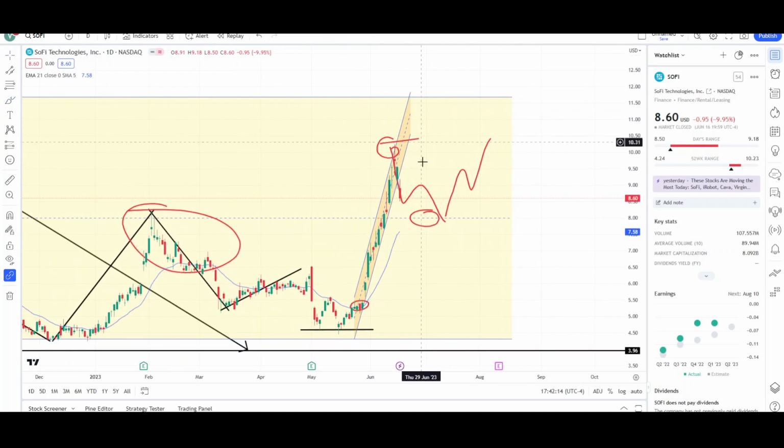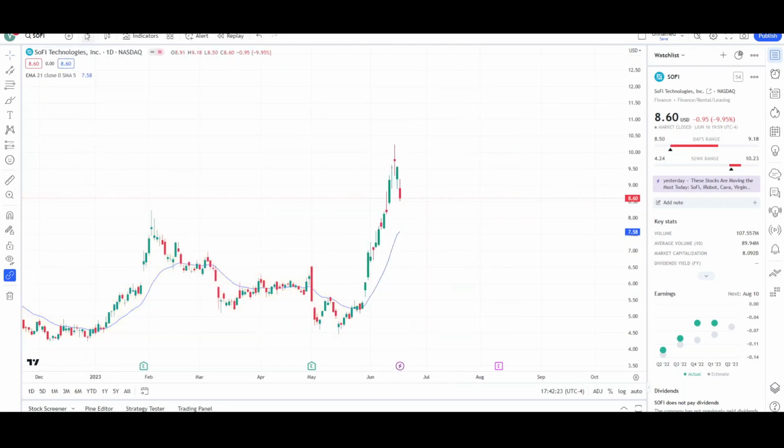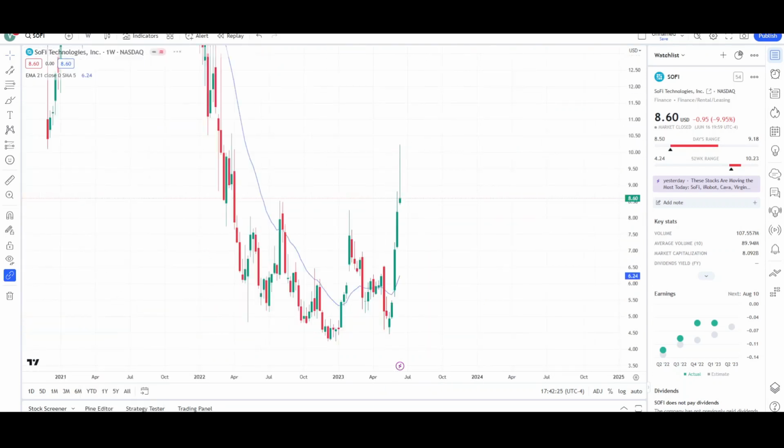So right now we're seeing the sellers drop the price. If it stalls out at the $8 level, there's a good chance we go up higher. If it doesn't, it's probably going to go lower. So that's all I have for SoFi on the daily chart. Now let's take a look at the weekly chart to wrap it all up.